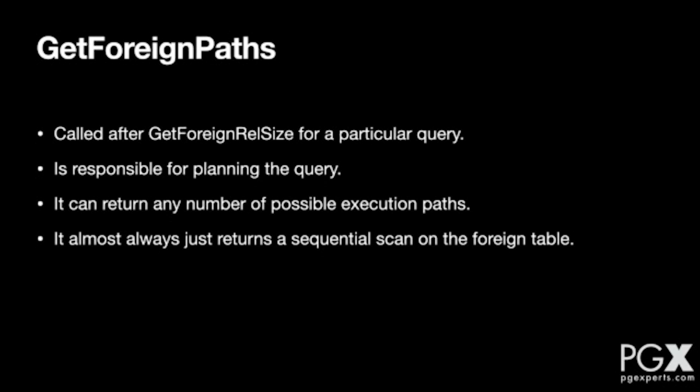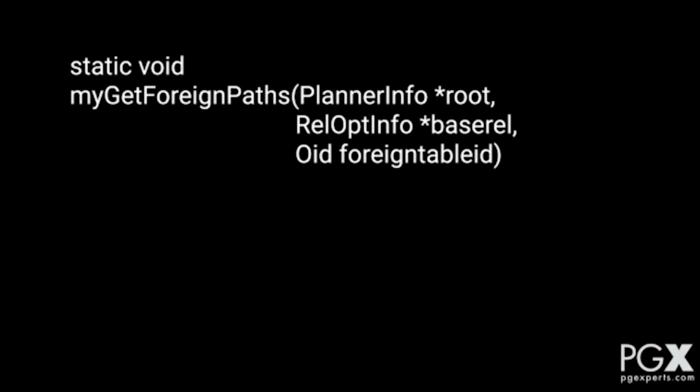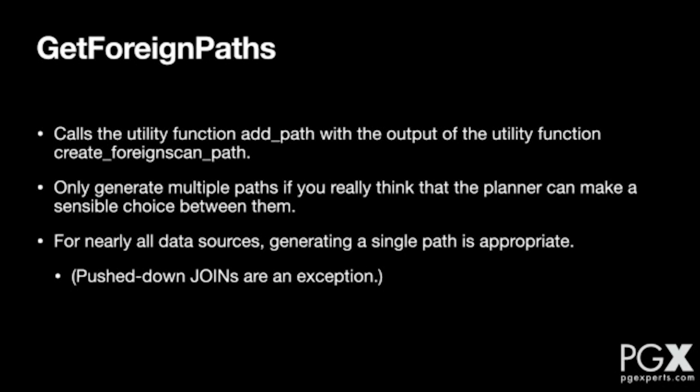The reality is you always return a sequential scan, because on most of these, there's really only one thing you can do, which is go out to the foreign table and get a bunch of rows, maybe cutting them down by a where clause. So what you get is more planner info, basically the same thing you saw before. And what you usually do is call create foreign scan path, drop the output into add path, and then you're done.